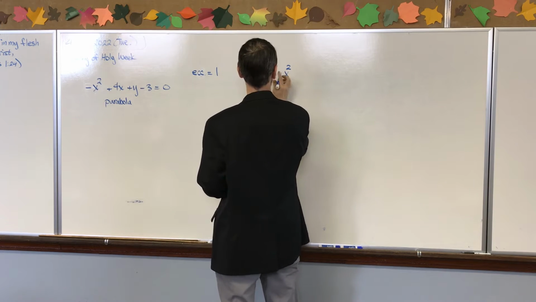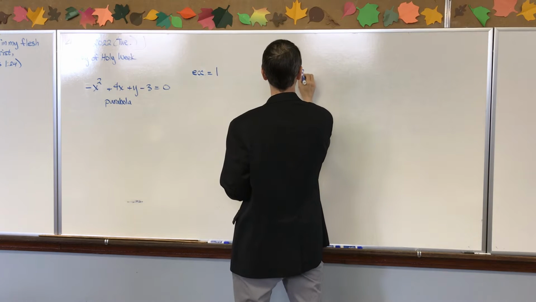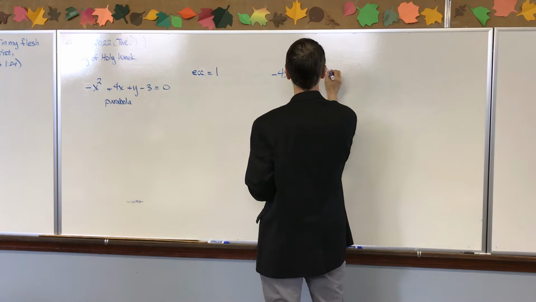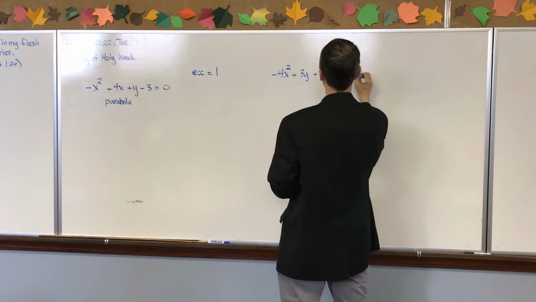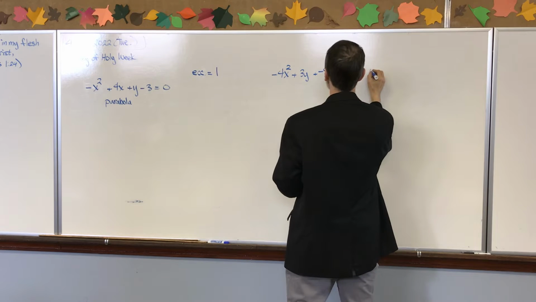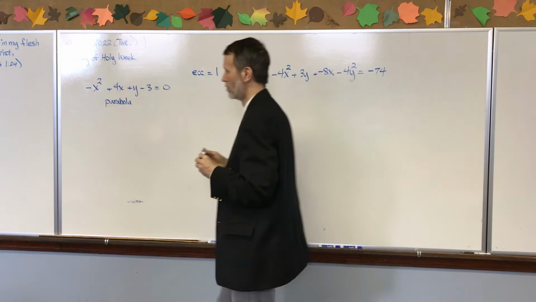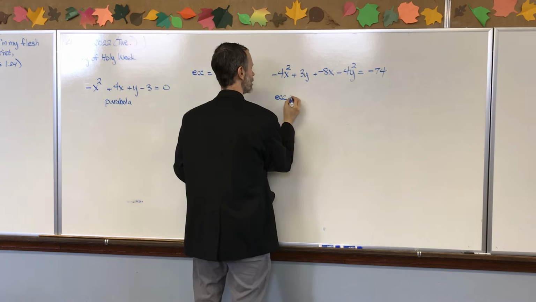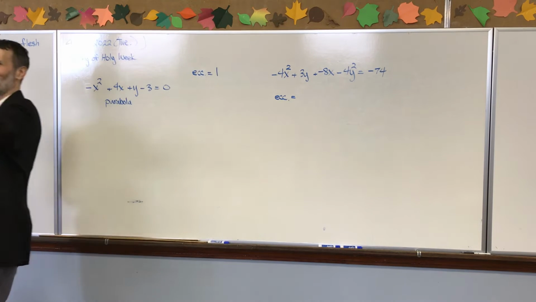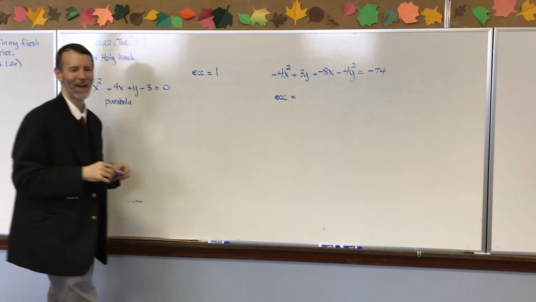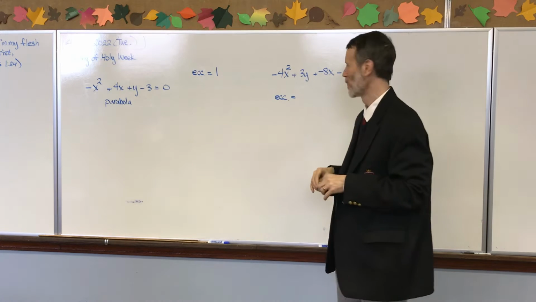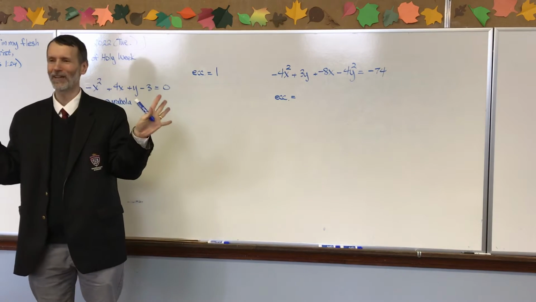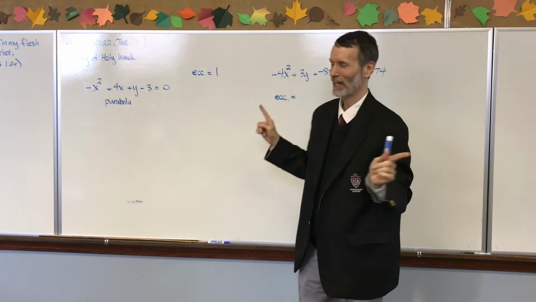Negative 4x squared... Find the eccentricity. Why do you say that? It's a circle. How do you know it's a circle? Both x and y are squared and have the same coefficient. If x and y are both squared and they have the same coefficient, they both have to be positive or both have to be negative. They have to be identical.